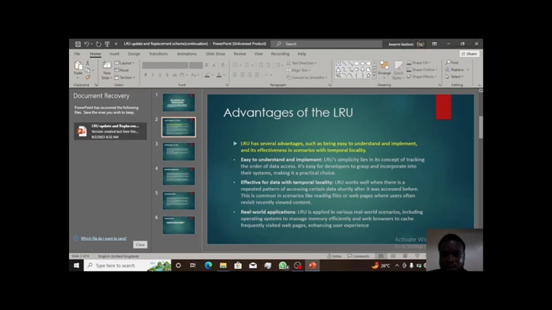Effective for data with temporal locality. LRU works well when there is a repeated pattern of accessing certain data shortly after it was accessed before. It is common in scenarios like reading files or web pages, where users often revisit recently viewed content. Real-world applications: LRU is applied in various real-world scenarios, including operating systems to manage memory efficiently and web browsers to cache frequently visited web pages, enhancing user experience.